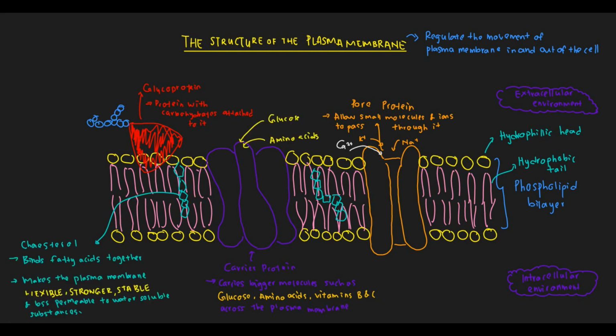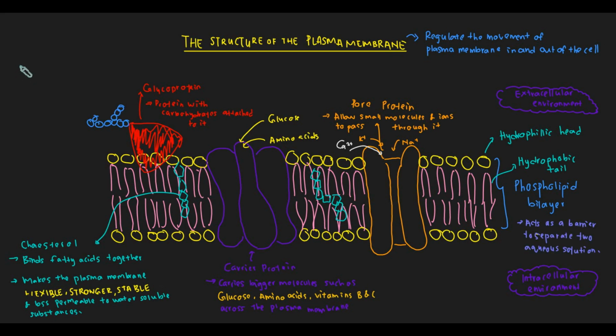So basically that's all the function of the components inside the plasma membrane. We have the glycoprotein over here, we have the carrier protein, cholesterol, pore protein, and we have the phospholipid bilayer itself. The phospholipid bilayer is the one that separates the extracellular environment and the intracellular environment.